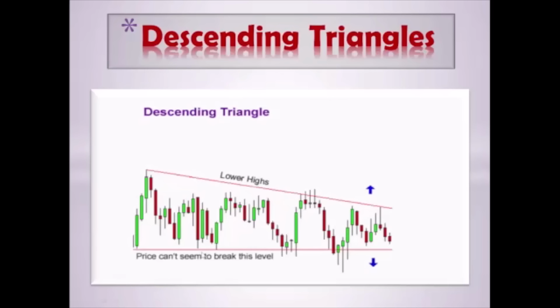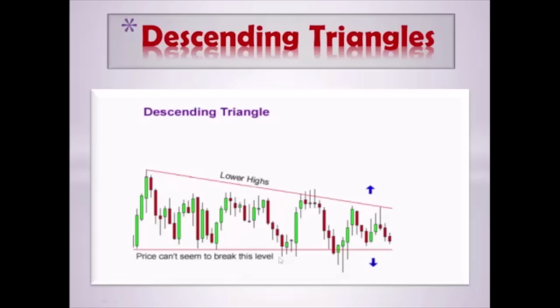We're just showing you the diagram. This is the support line or level here. Price can't seem to break this level, and in this chart you can see that the price is gradually making lower highs, telling us that the sellers are starting to gain some ground against the buyers. Most of the time, the price will eventually break the support and make its way down or continue to fall.